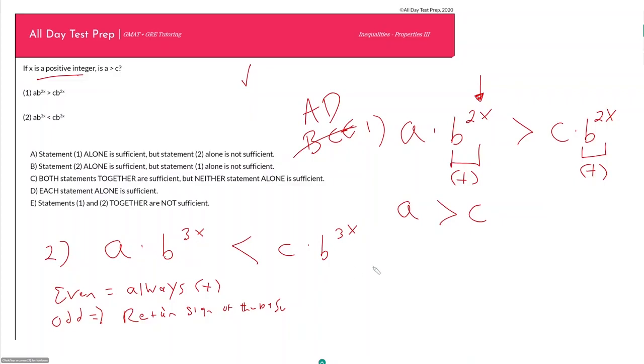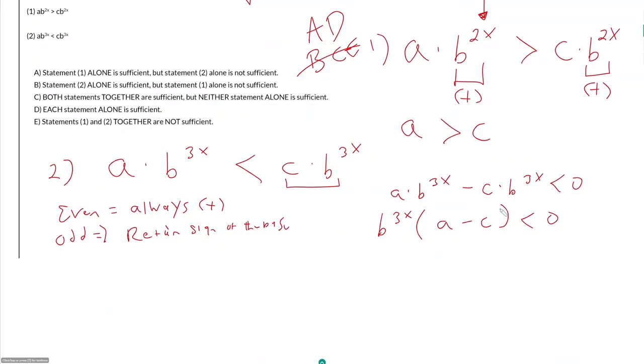And so is there anything else we can do? What happens if we do the same thing we had been doing in our previous video? So subtract. You can't subtract b to the 3x from each side, but you can subtract this whole thing, c times b to the 3x. So a times b to the 3x minus c times b to the 3x is less than 0. We can then factor out b to the 3x times a minus c is less than 0.